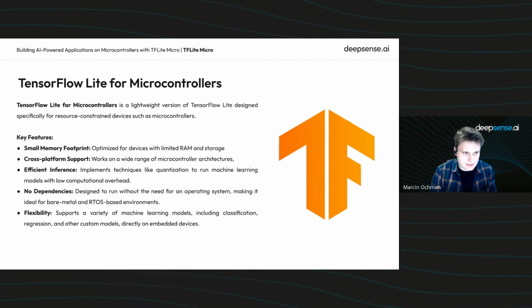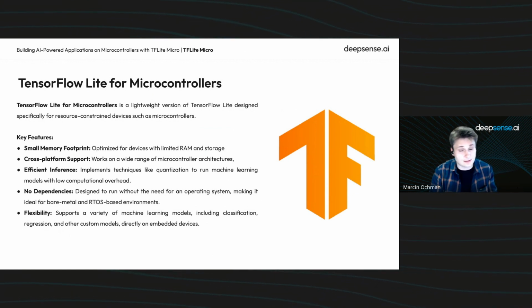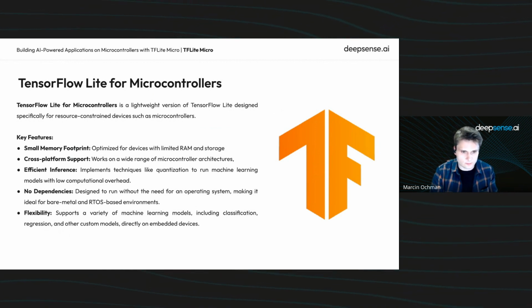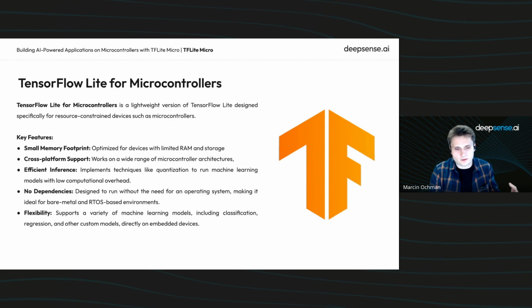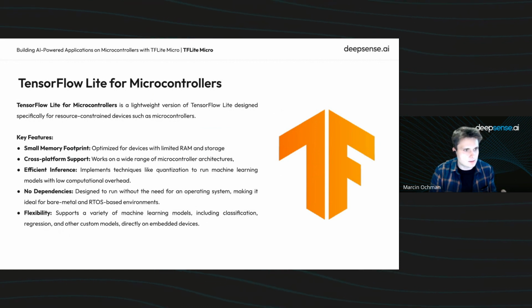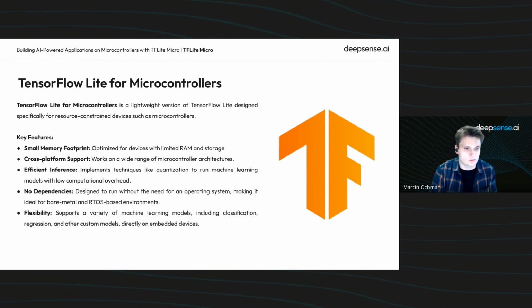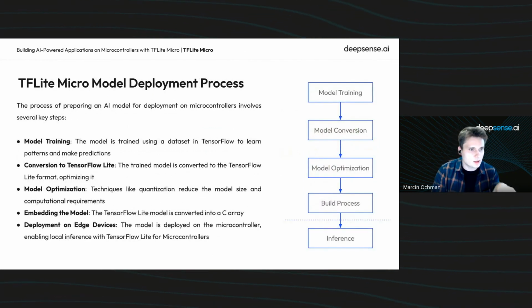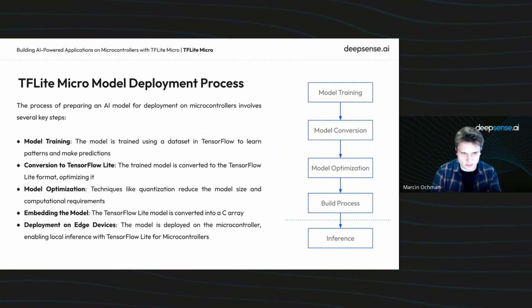Instead, it excels in deploying simpler models like CNNs or fully connected networks. So basically, TensorFlow Lite Micro is optimized for tasks like voice detection or gesture recognition. And these distinctions make TensorFlow Lite Micro an essential tool for microcontroller applications. So the deployment process starts with training a model in TensorFlow.